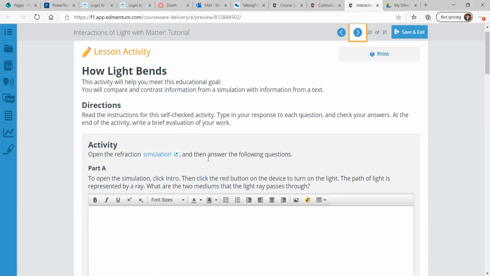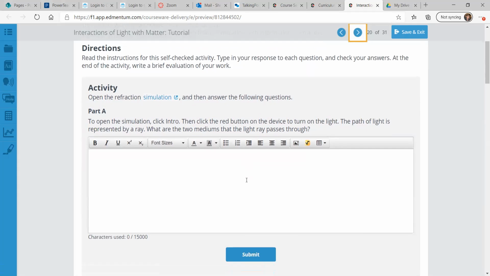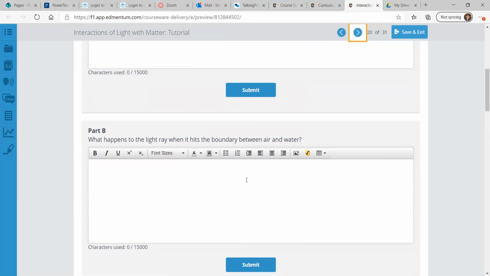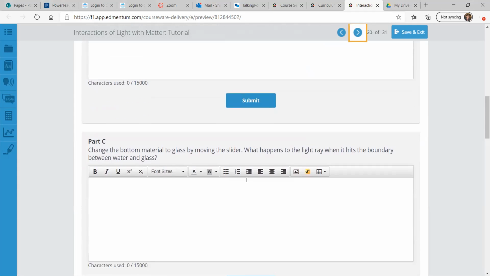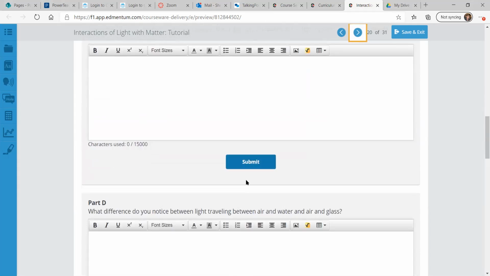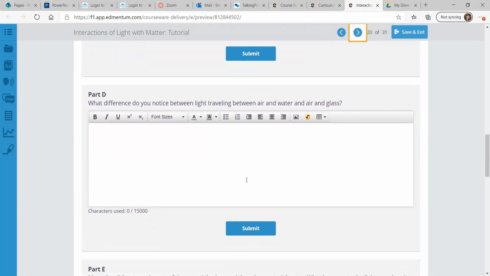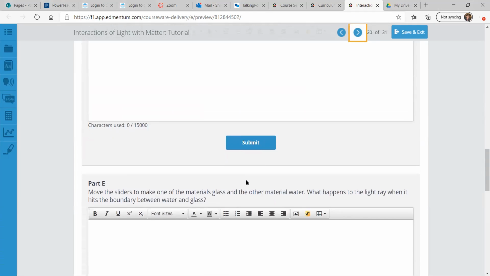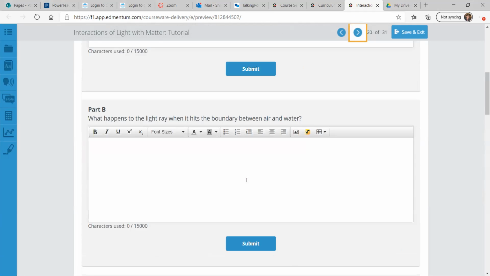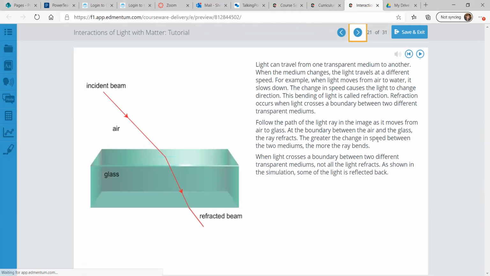And if you go to the next page, the lesson activity has a simulation that you can click on and follow the instructions, write down your answers, and that will give you a better clue of how light travels through water differently than air.